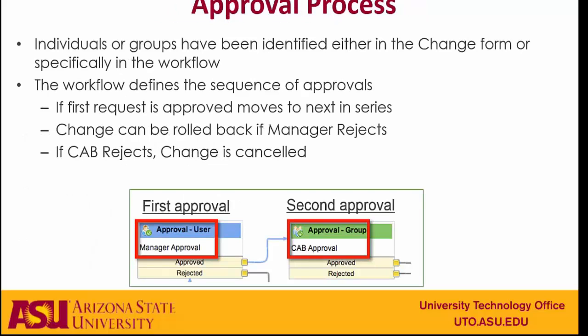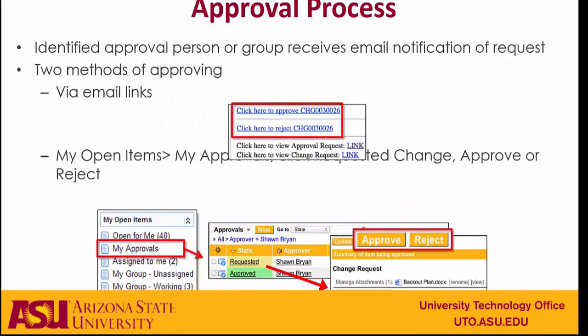The approval process we talked about in the workflow can be seen by clicking on the workflow link. If a manager rejects the change, it will go back into draft state, and you as the initiator can make changes. If the CAB rejects the change, then it gets canceled and you'll have to create a new change request. If you're an approver, you'll get an email where you can go in and view the change as well as approve or reject it. If you're in ServiceNow, you can go to the My Open Items application and look at the My Approvals list and do your approval or rejection from there.